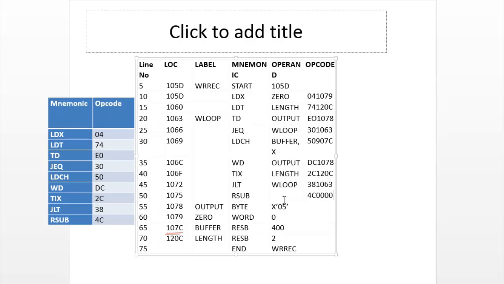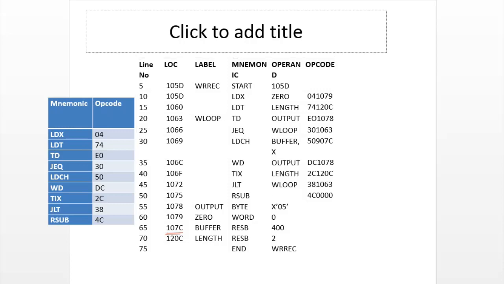RSUB does not have any operand. What is the RSUB instruction? Return from subroutine. Return to the called subroutine. How can you go back to the called subroutine? You just have to pick up the return address from the link register and make a jump to that address. You don't have to specify any operand here because the return address has already been saved in the link register whenever you make use of the JSUB instruction. Anyway, we are not using JSUB here, just an RSUB instruction. Right? Now comes the next part.